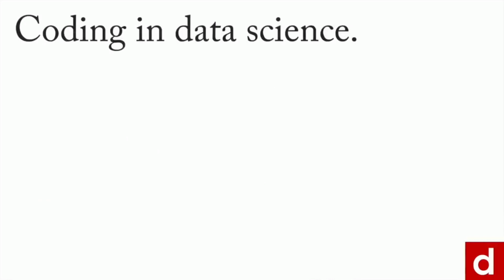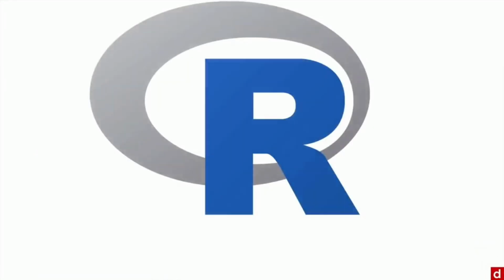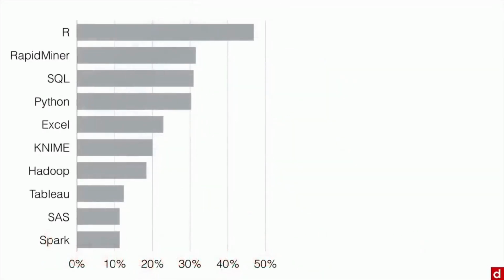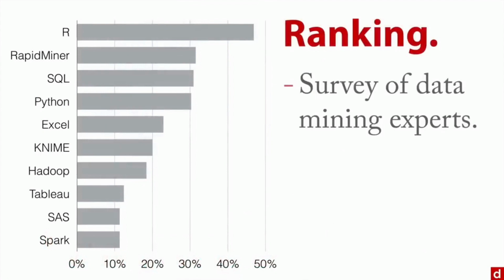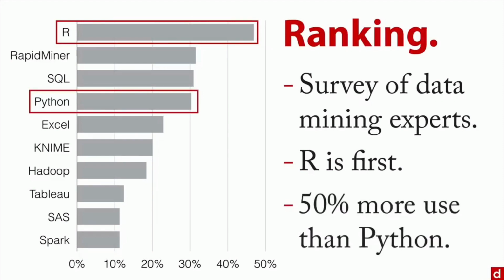If we're going to talk about coding and data science and the languages that are used, then first and foremost is R. The reason for that is, according to many standards, R is the language of data and data science. For example, take a look at this chart. This is a ranking based on a survey of data mining experts of the software that they use in doing their work. And R is right there at the top. R is first. And in fact, that's important because there's Python, which is usually taken hand in hand with R for data science. But R sees 50% more use than Python does, at least in this particular list.